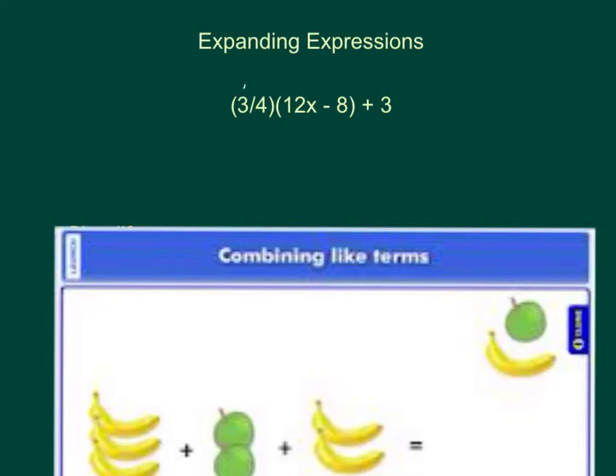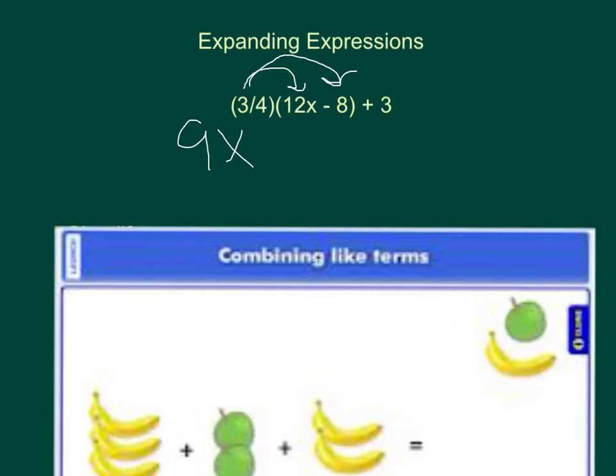So I'm going to distribute the 3/4 to the 12x and the negative 8. When I distribute the number, what I want to do is multiply it. So 3/4 of 12 is 9, therefore 3/4 of 12x is 9x.